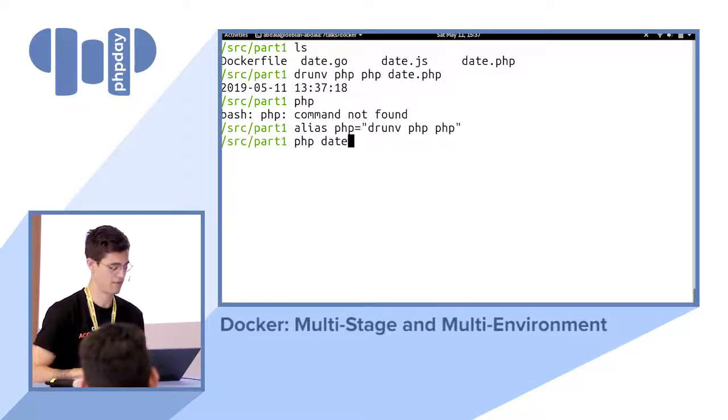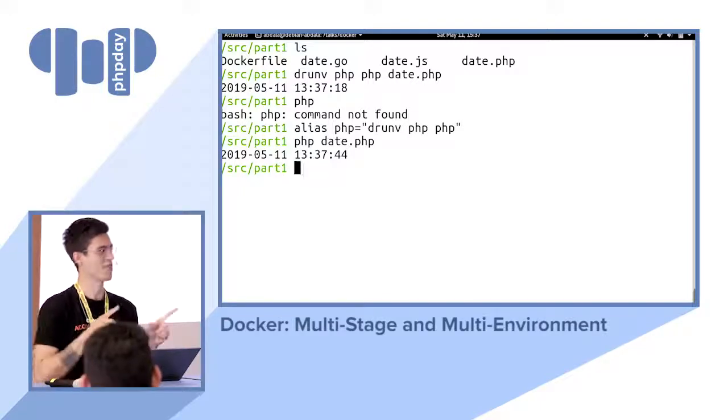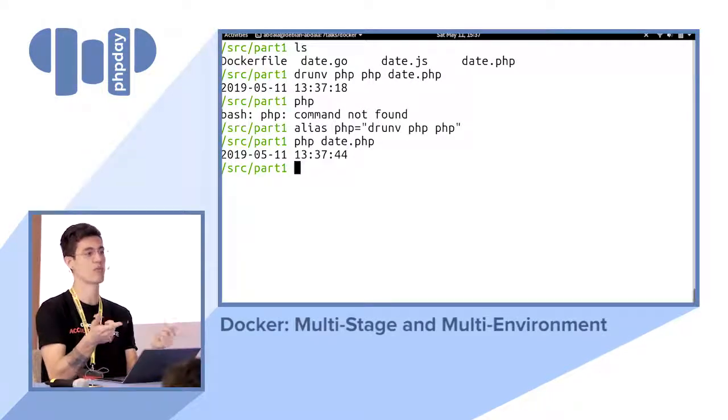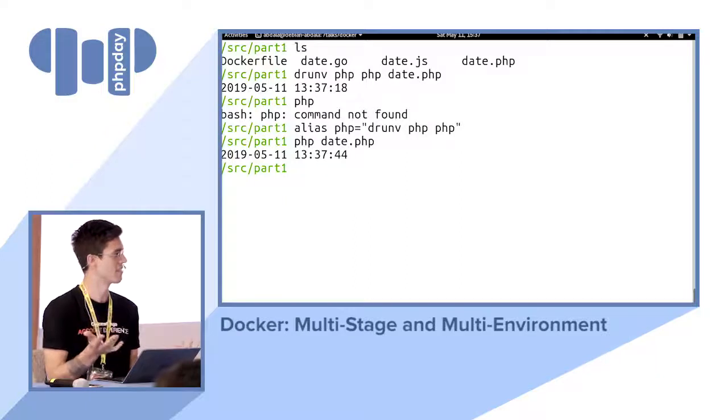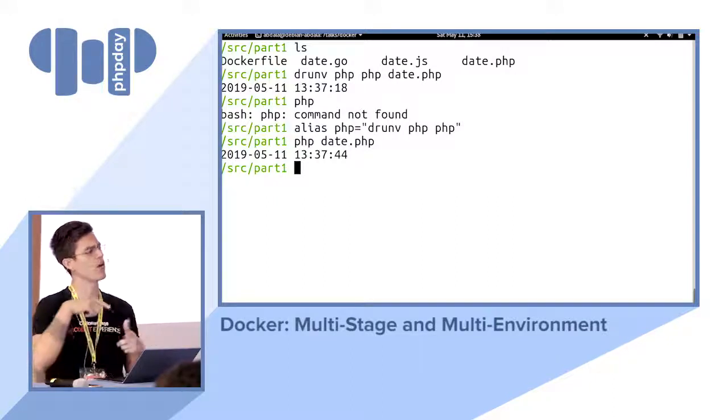And now I have PHP in my machine, date.php. Awesome. So really simple. We are running a Docker command with an alias in your machine. So this is how I work in my machine every day. I want to test something that is easy for me to install on Ubuntu.